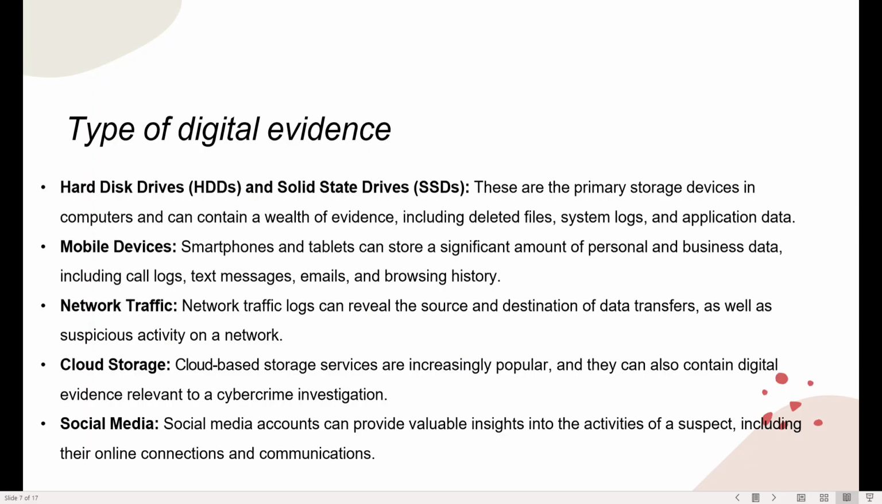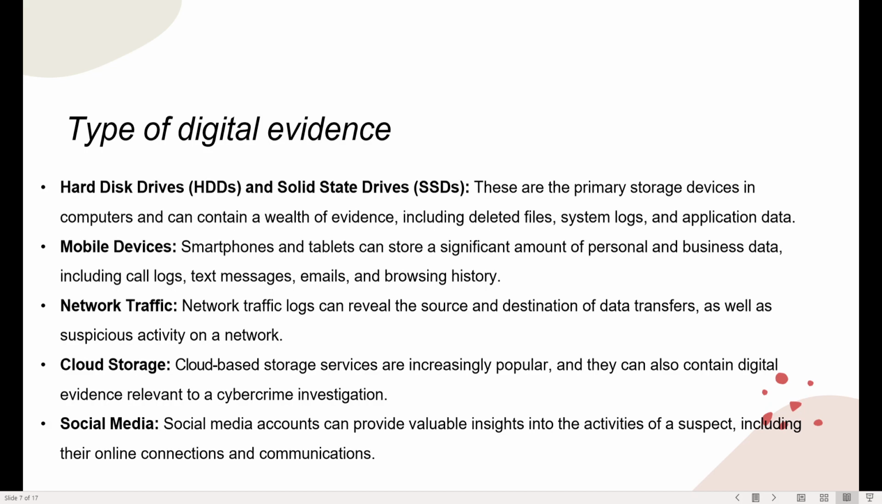Now there are types of digital forensics: hard disks and solid state drives. These are usually your hard storage devices such as HDDs and SSDs. They also include system logs, deleted files, and application data. Mobile devices such as your smartphones and tablets also contain a significant amount of your personal data, also business data, and account data usually linked to your cloud accounts such as Gmail, Google Drive, etc. Network traffic can reveal the source and destination of data transfer. For example, which websites you have been browsing and on which website you have been spending most of your days.